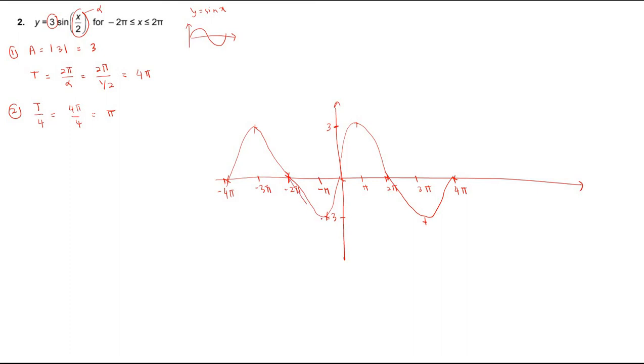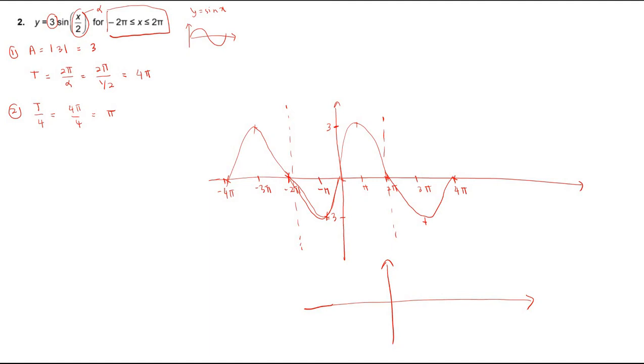Alright. So, this is from negative 4 pi until 4 pi. But the question only wants us to sketch from negative 2 pi until 2 pi. So, we will take from here until here. Okay, but why did I start from one complete cycle? Because that's easier. Okay, kita buat dulu satu cycle. And then we do another cycle. Kemudian baru kita ambil dari mana sampai mana. And that will be our final answer lah.